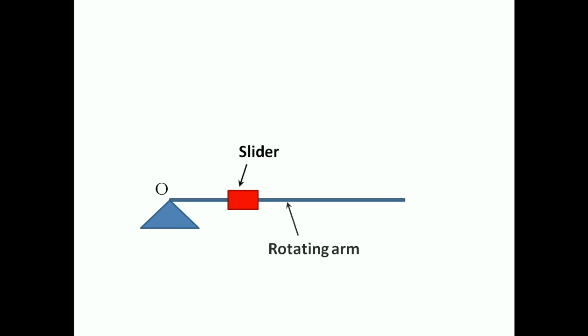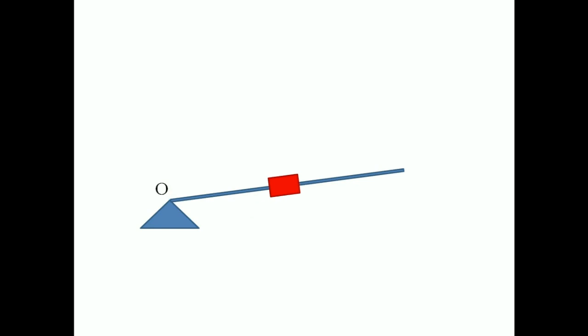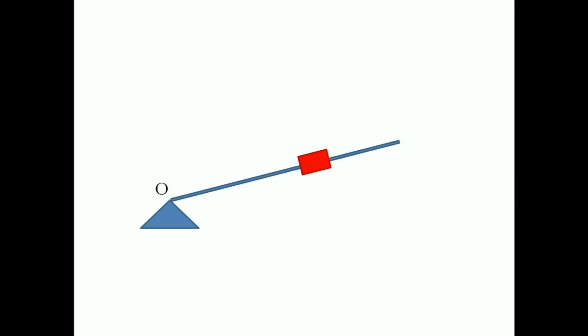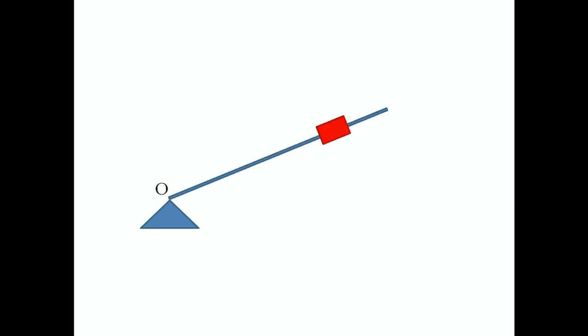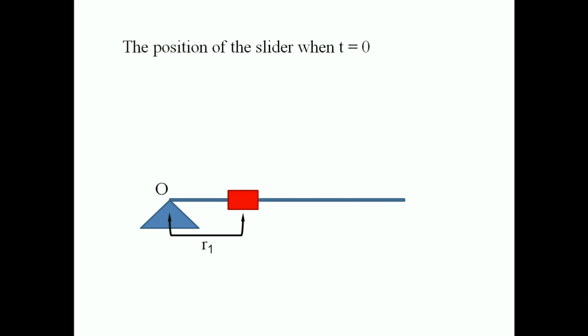Let's take another look at our setup. The arm moves with a constant angular velocity, while the slider is moving outward with a constant radial velocity. Initially, when t equals 0, the slider has a position r1. The angular momentum in this position can be calculated as follows.